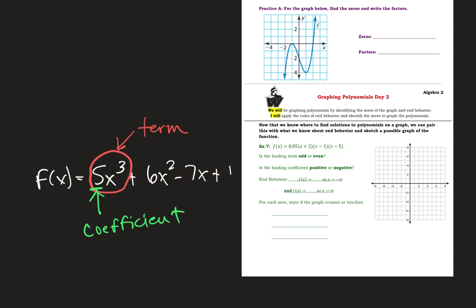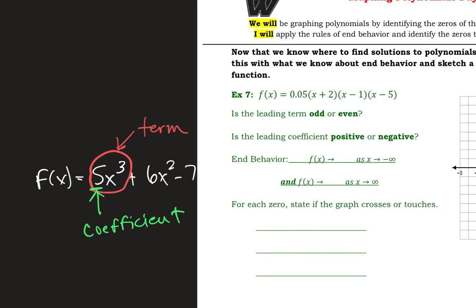So the very first question says, is the leading term odd or even? The best way to do this is to look at the exponents. Mind you, we'd have to multiply this by this, by this, and by this. It's a long process. We undid an equation that looked like this and came out with the factored form.